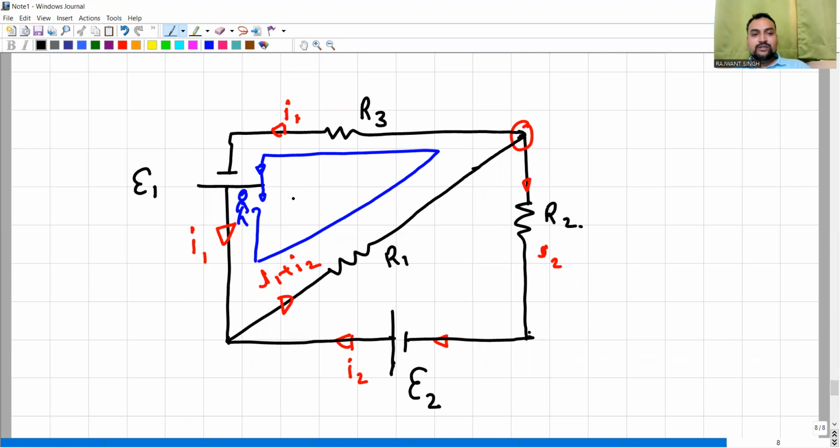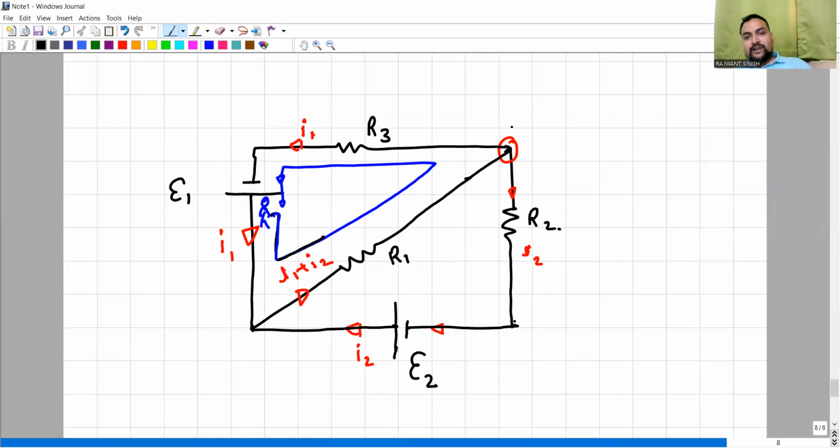Now, when you start, what happens? You first encounter this resistance here, R1. You can see the current is flowing in this direction, and when you cross in the same direction, let's say from here to here, you will experience a higher potential to a lower potential. That means this will be a potential drop. So the potential drop will become minus (I1 plus I2) into the resistance R1. Then you have reached here.